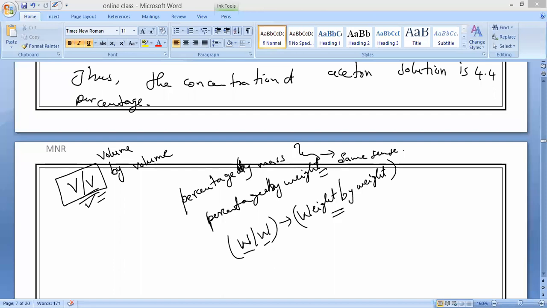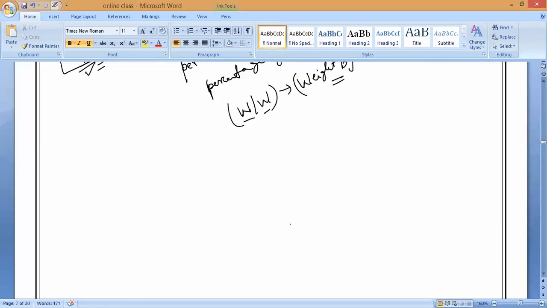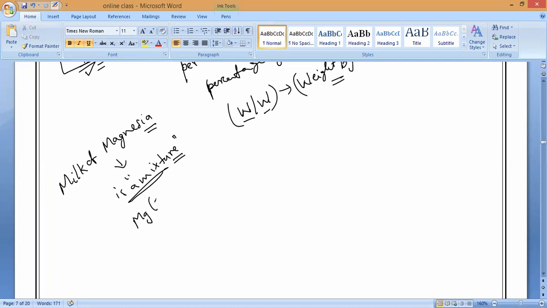When we see any kind of bottles, like a tonic bottle, you all know milk of magnesia. I taught you milk of magnesia. Milk of magnesia is a mixture which we use as an antacid, for acidity. If your stomach has acidity, we drink milk of magnesia, the pink colored solution. Do you know that, guys? It is a mixture of magnesium hydroxide and water.